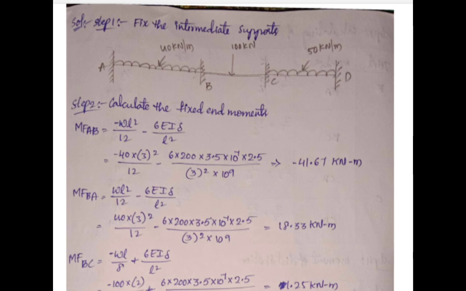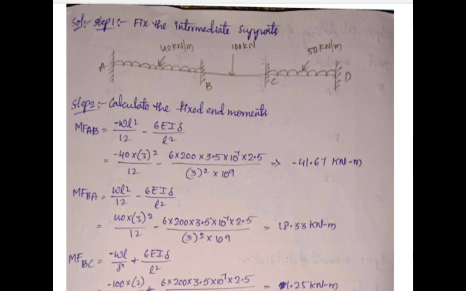So fix the intermediate support. At B and C, place the fixed supports. And then step 2, calculate the fixed end moments. We need to calculate MFAB, MFBA, MFBC, MFCB, MFCD and MFDC. So for MFAB, minus WL square by 12 because it is UDL.